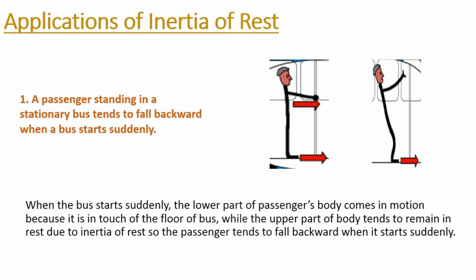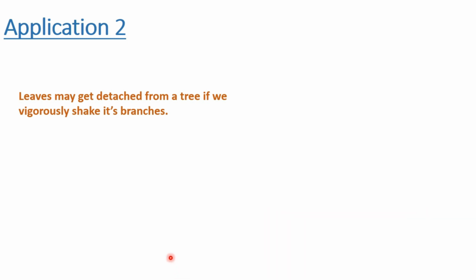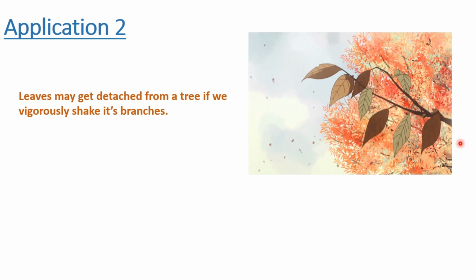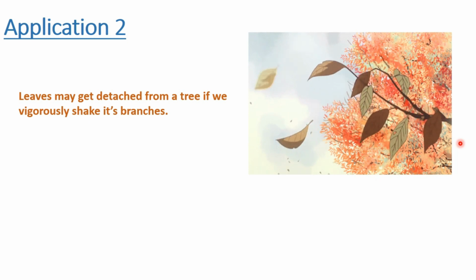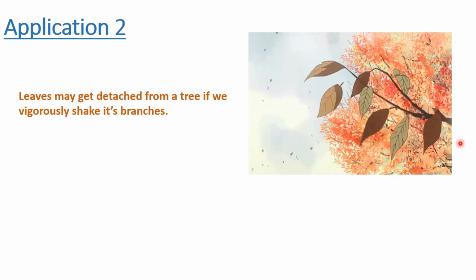Now I will take the second example, second application. That is, leaves may get detached from a tree if we vigorously shake its branches. It means that if we are shaking the branches of a tree, the leaves get separated from it. What is the reason behind it? Now you can check in this figure. What is happening? We are shaking the branches of a tree, so the leaves are falling down.